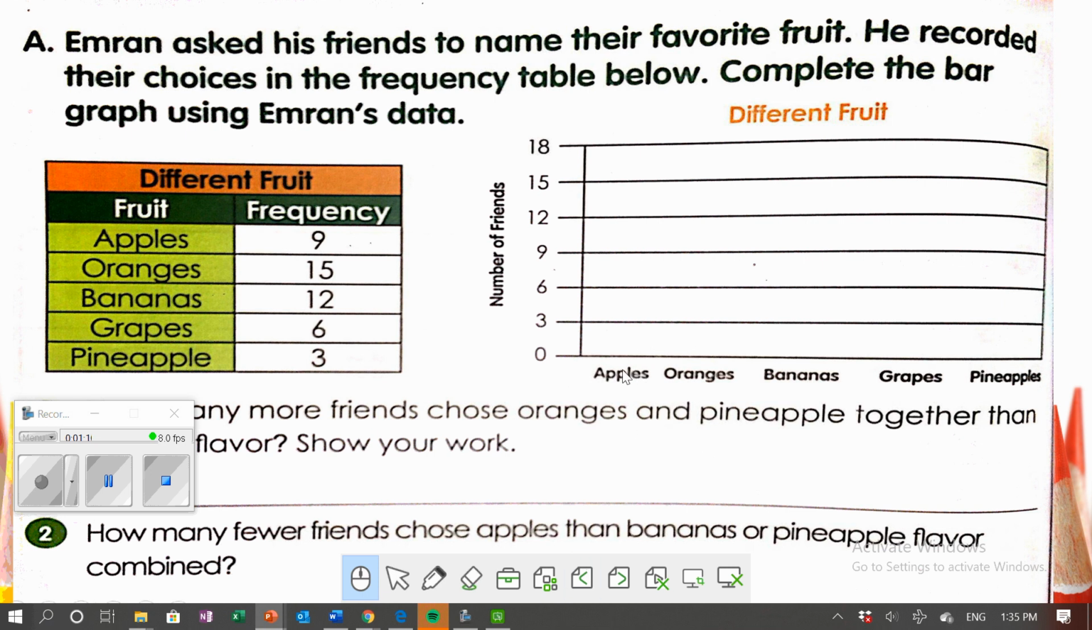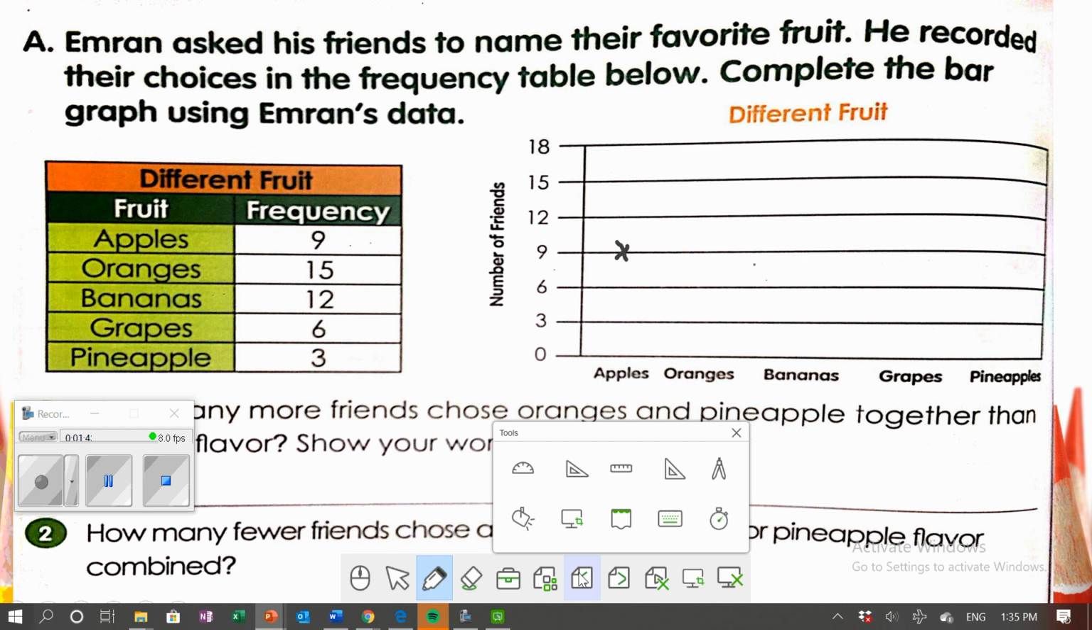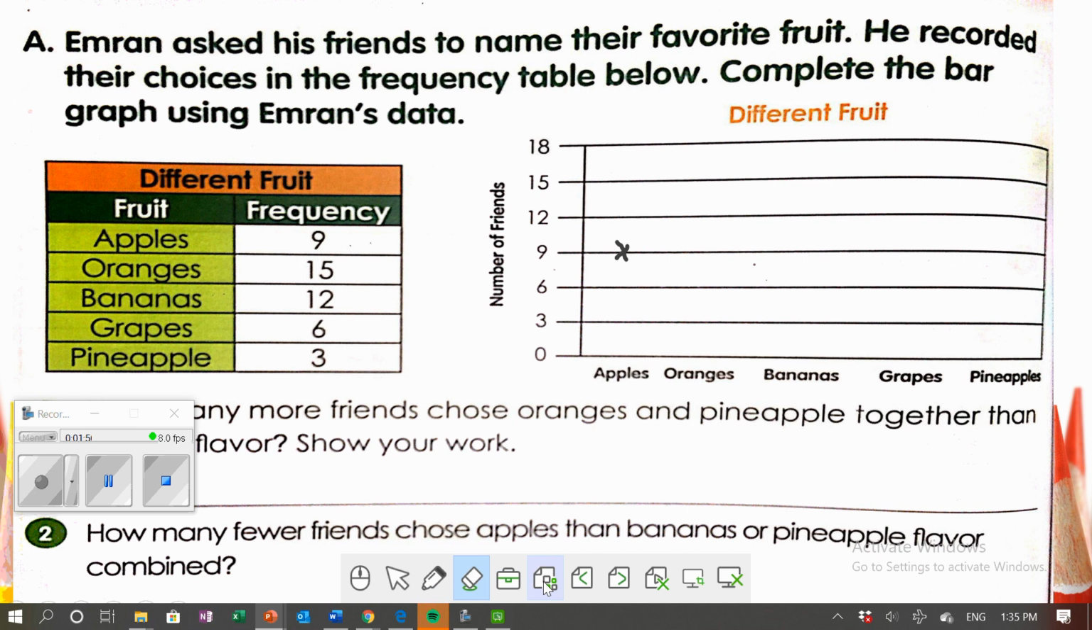So I have to draw the bar for the apple. Apple is 9. I have here the number of friends. So 9 friends love apple. So my bar graph should be until here, and then I draw it. I can use a ruler to make it easier for me. Okay, so I will use my hand. Here is the first bar.